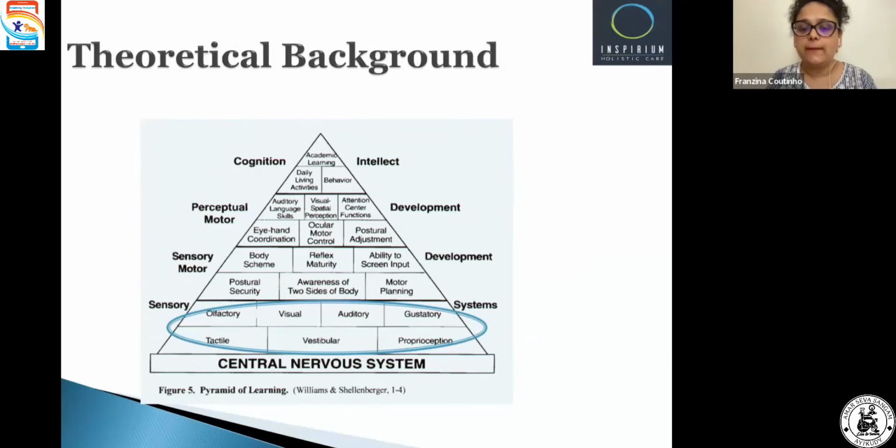Auditory. What is auditory? Hearing. Hearing, correct. And what is gustatory? Taste, correct. So I will not touch upon gustatory much today because oral motor is a different issue and a different topic by itself that requires a lot of education. But there's one sensory system missing here, right?